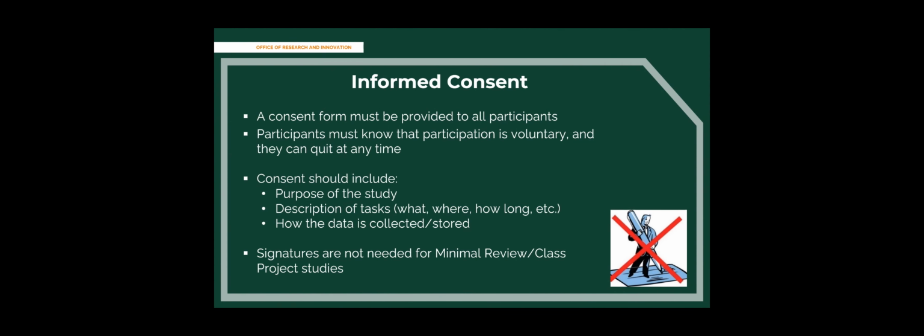Here we have the informed consent section. The informed consent must be provided to all participants for research activities. It is important that they are also made aware that their participation is voluntary and that they can quit at any time. The consent form should also include the purpose of the study, the description of the task, which includes what the task is, where it will take place, and how long it will take to complete, and how the data will be collected or stored. An example of this will be provided on the next slide. Additionally, for studies that are minimal risk, in this case, class projects, signatures are not required.